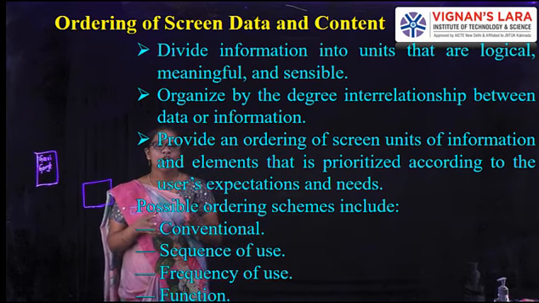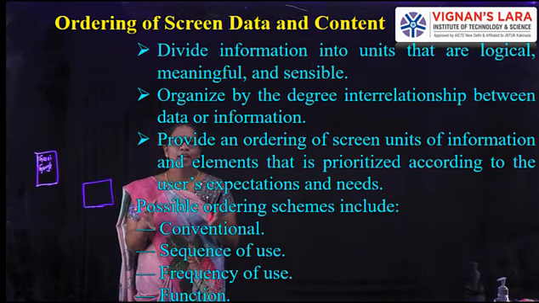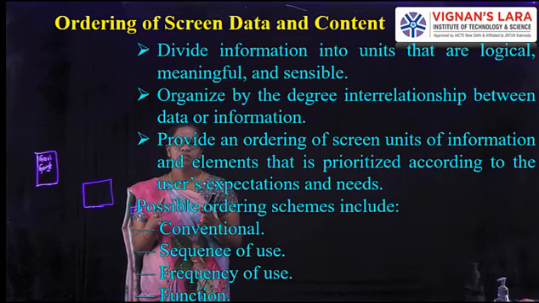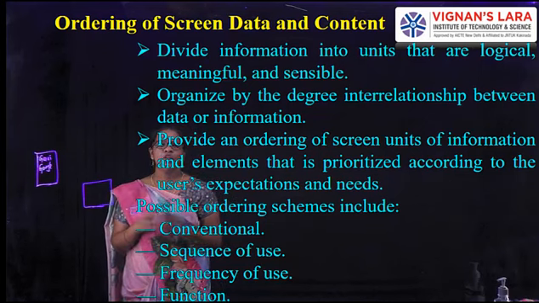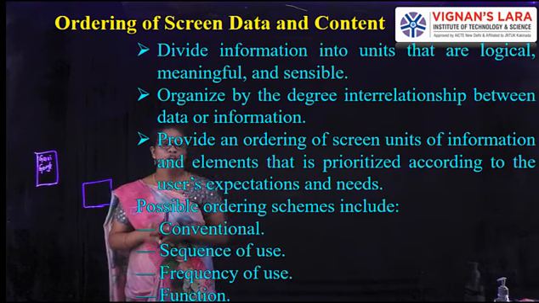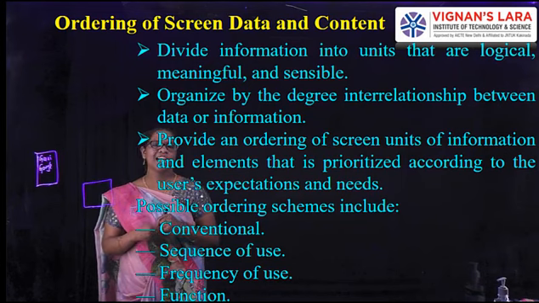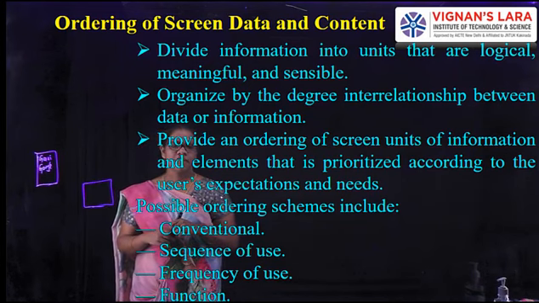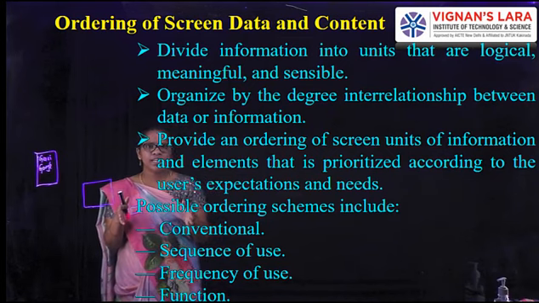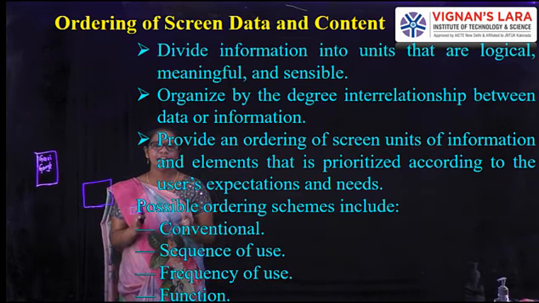Provide an ordering of screen units of information and elements that is prioritized. Prioritized is nothing but importance. Prioritize according to the user's expectations and needs. And the possible order systems: the first one is conventional. Conventional is nothing but the elements you are placing should be in a sequence. Sequence of use, frequency of use and function.